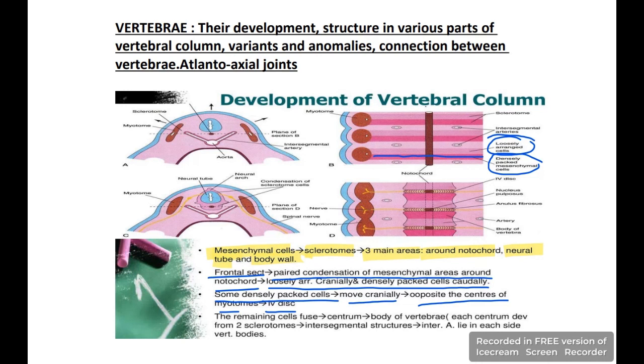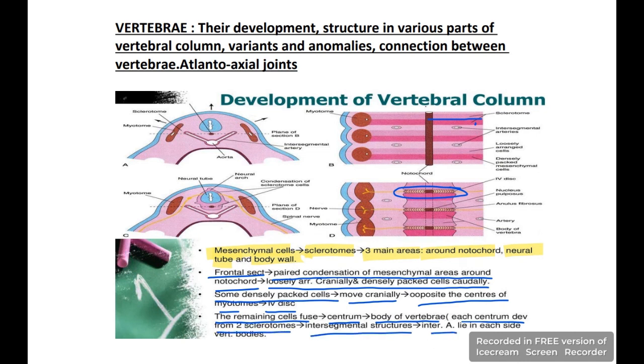See this part, the upper and lower parts get fused. Then there is a gap between them. Here the intervertebral disc is formed. The remaining cells fuse to the centrum, the body of the vertebrae. Each centrum develops from two sclerotomes and intersegmental structures.